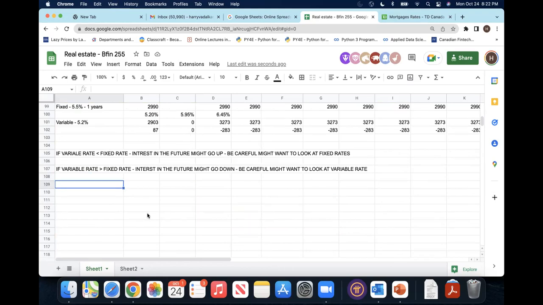The next thing that we're going to discuss based on mortgages is you can and should look at prepaying the mortgage.